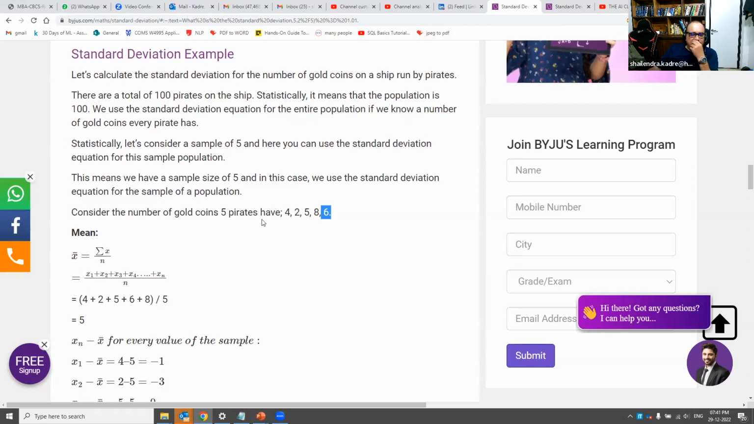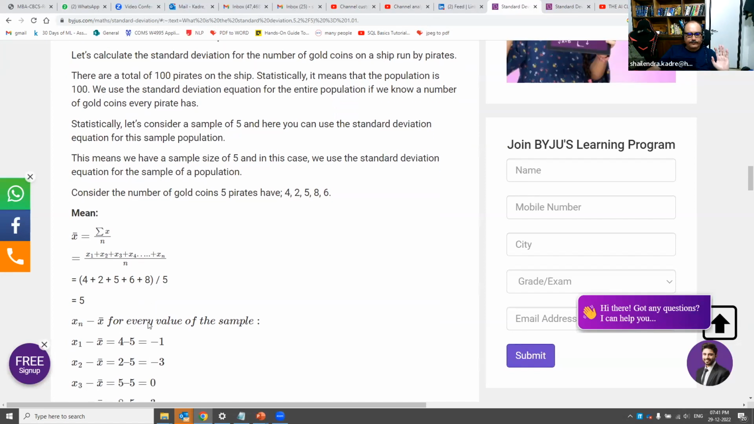So let us first find out the mean. You know how to calculate mean. You add 4 plus 2 plus 5 plus 8 plus 6 divided by the total number, which is 5. So sigma x divided by n is the formula, where sigma x means you add up all the values in x and divide by the total number. So it comes out to be 5. So mean is 5. You got that, right?